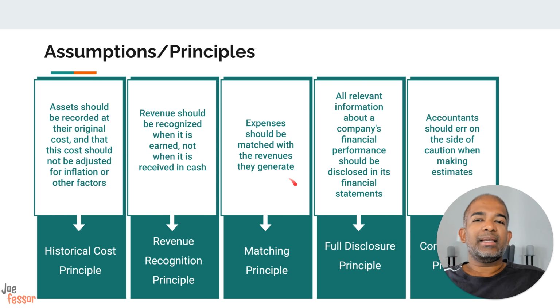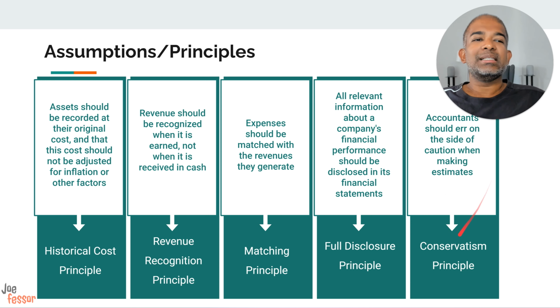Next, as per the full disclosure principle, all relevant information about a company's financial performance should be disclosed in its financial statements. So according to this principle, companies cannot hide very specific sensitive information that can be useful for investors, right? Full disclosure is key. Finally, we move on to the conservatism principle. According to this principle, accountants should err on the side of caution when making estimates. When you make estimates, you have to be conservative. So when you estimate assets or revenues, you have to make sure that you don't overstate them in any way.